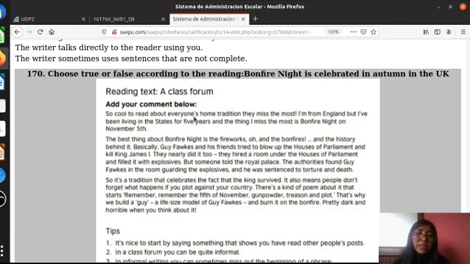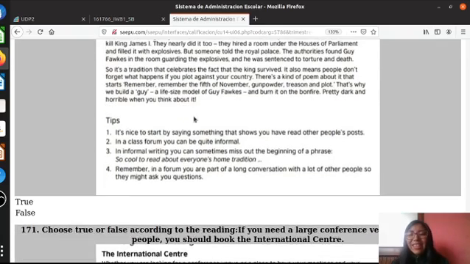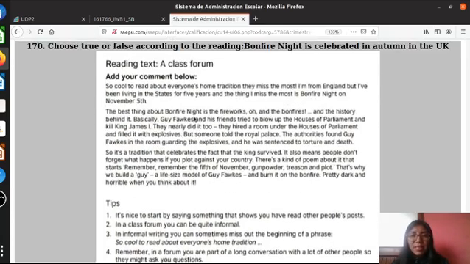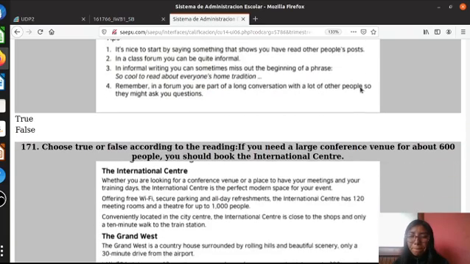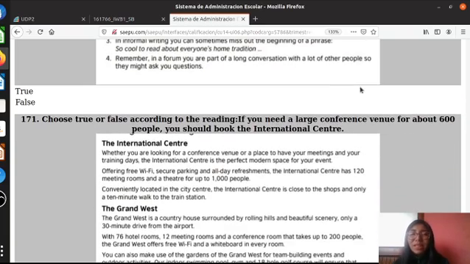Bonfire night is celebrated in autumn in the UK. That is true or that is false? Tell me. Okay, that is true because it says that the bonfire is in November. In November we have the season of autumn. So for this reason that is true. So you have to pay attention, you have to analyze, tenemos que analizar, ¿no es cierto?